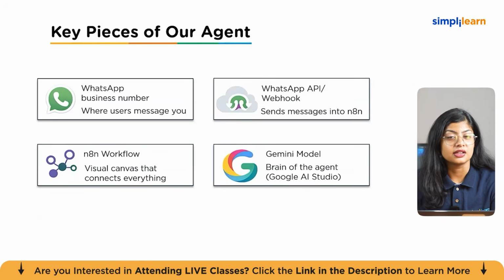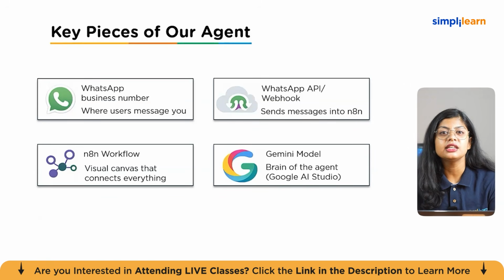Here's how they connect: customer messages come in to your business number. Messages go through the API via webhook to n8n. n8n routes it to Gemini. Gemini generates a response and those responses flow back through n8n, back through the API to your customer's messages. Each piece is specialized, each is essential, each is battle tested. WhatsApp, n8n, and Gemini are a production-ready platform trusted by millions.